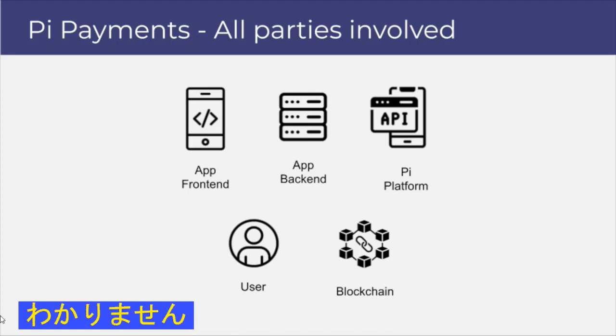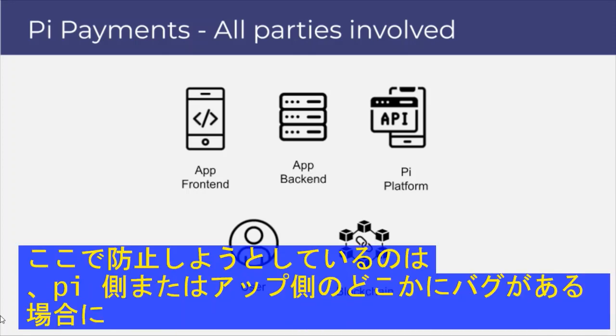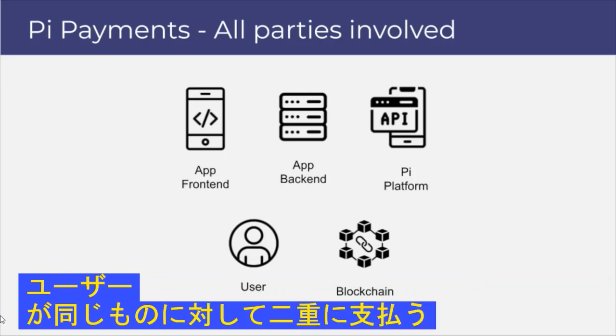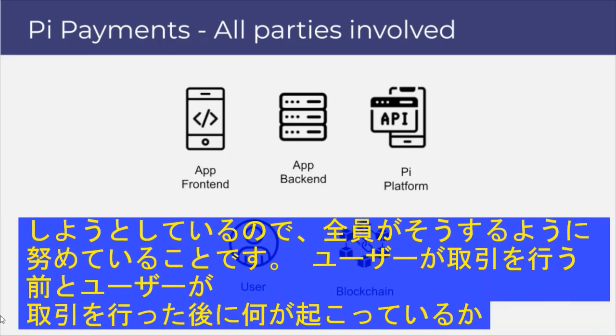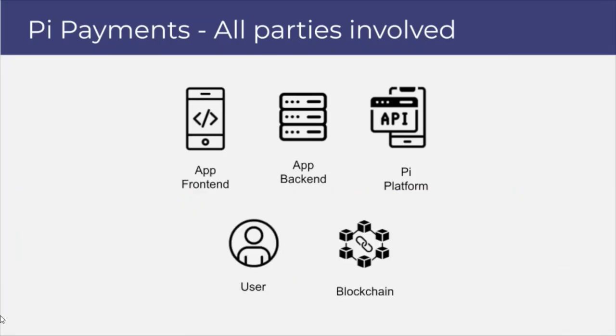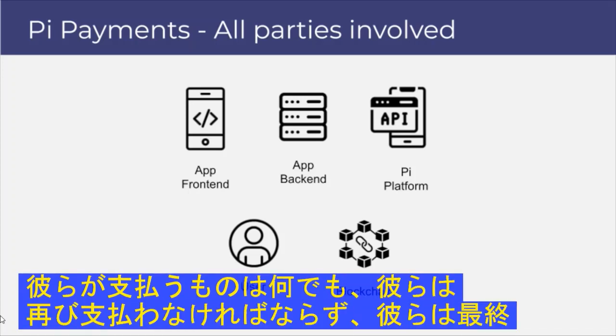And one of the things that we're trying to prevent here is if there's a bug somewhere, either on the Pi side or on the app side, we're trying to prevent users from double paying for the same thing. So we're trying to get everyone to confirm that they are aware of what's going on before the user makes the transaction and after the user has made the transaction, so that we never ever end up in a state where the user has paid for something but nobody's aware of it, and now if they want whatever they're paying for, they have to pay again, and they ended up double paying.